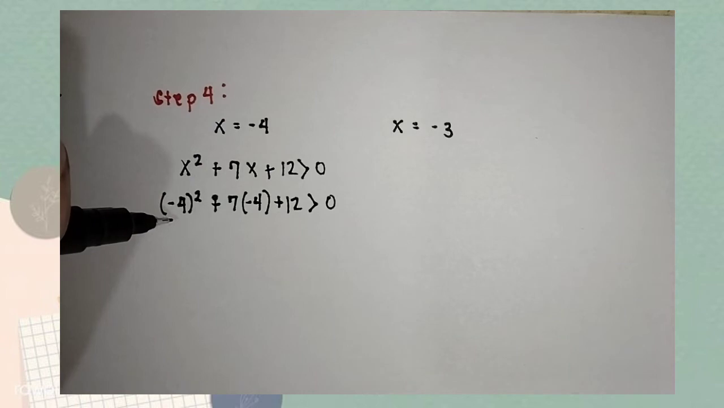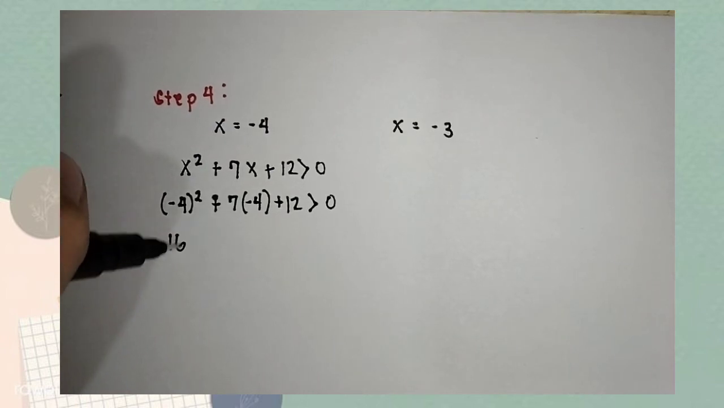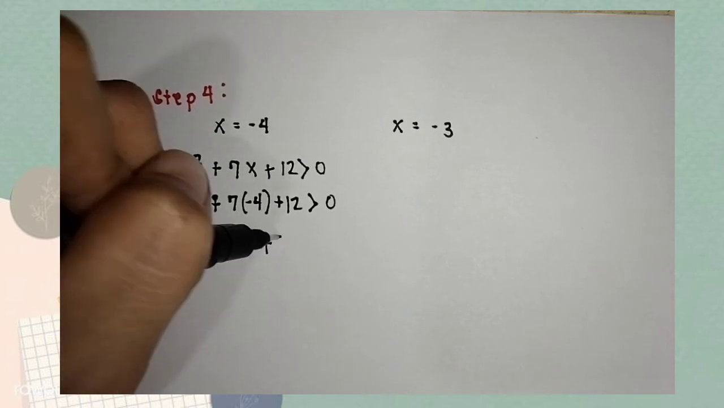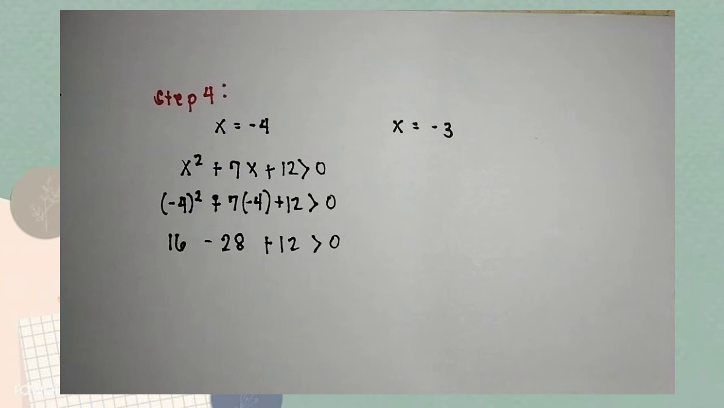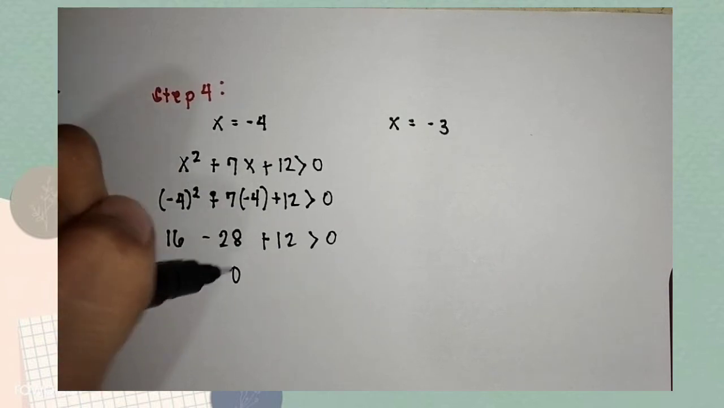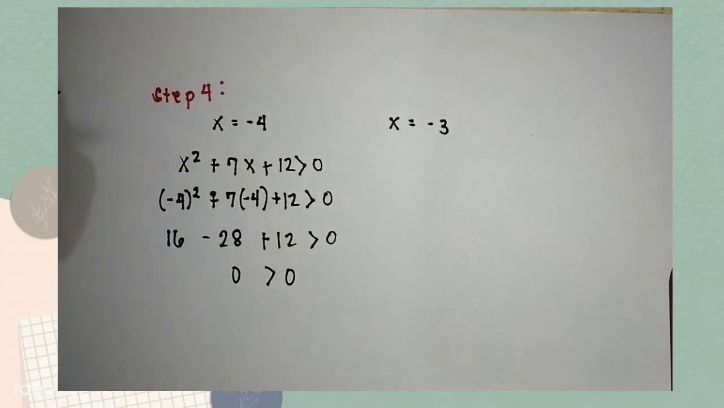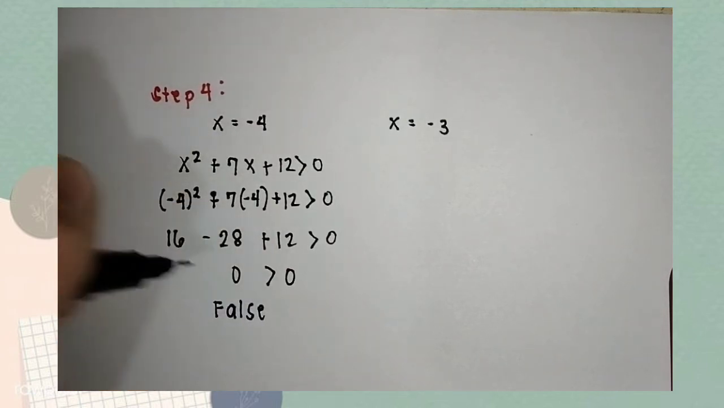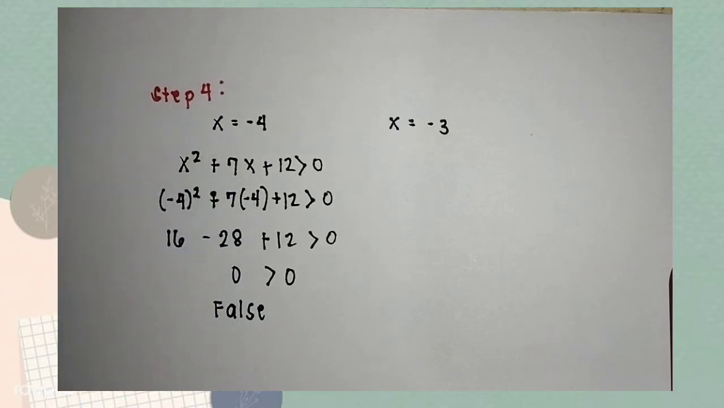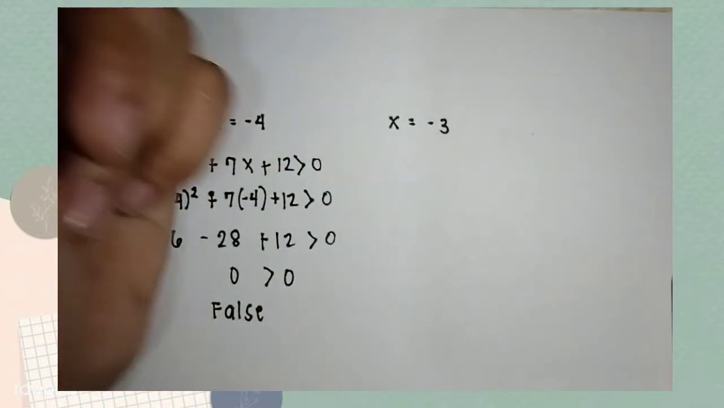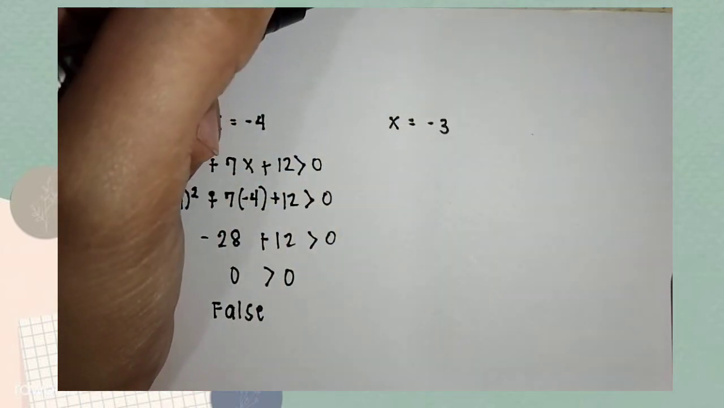Okay, so negative 4 times negative 4 ay positive 16. 7 times negative 4 ay negative 28 plus 12 greater than 0. Okay. So, 16 minus 28 equals negative 12, plus 12 equals 0. So, 0 greater than 0 is not true or it is false. Yan. So, hindi tama na 0 ay greater than 0. Okay. So, next. Let's substitute negative 3 naman to our quadratic inequality to test if it is true or false.